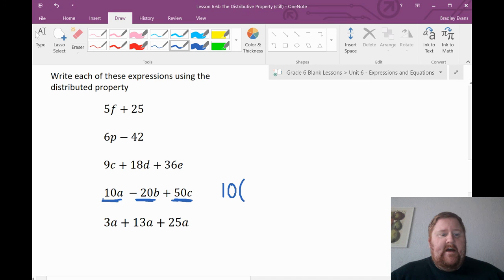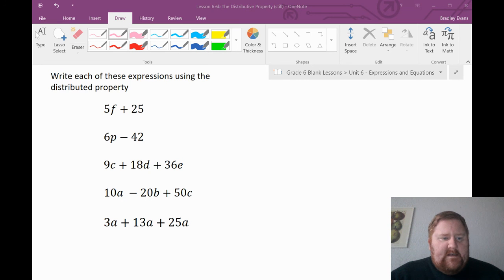So I'm taking 10 out. 10a divided by 10 is going to leave me with 1a. Then I have a subtraction sign. Very careful. That is subtraction. Minus 20b. Well, how many 10s are in 20b? Well, there are 2b. And then plus, because that is a plus sign next to the 50. I'm going to distribute the 10 here, and that's going to leave me with 5c.